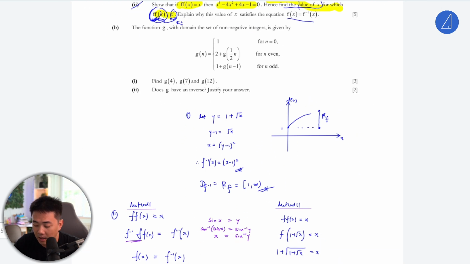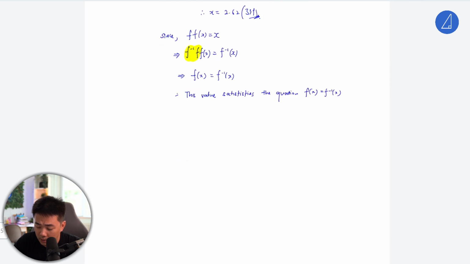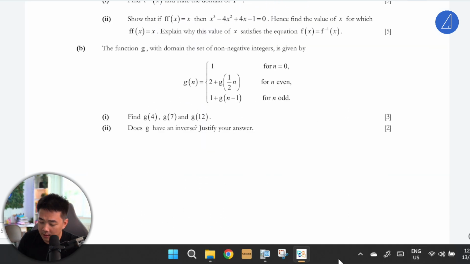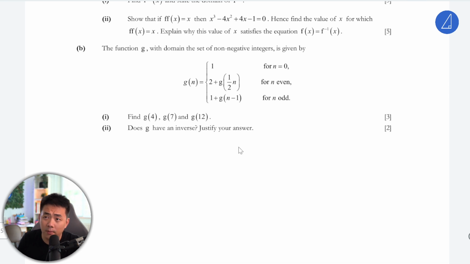So let's look at part B. I think part B is the one which a lot of students have problems with. So for this second part, what I'll suggest is we just try and make sense of what's going on. This is the piecewise function, with domain the set of non-negative integers. What is the domain, the set of non-negative integers?